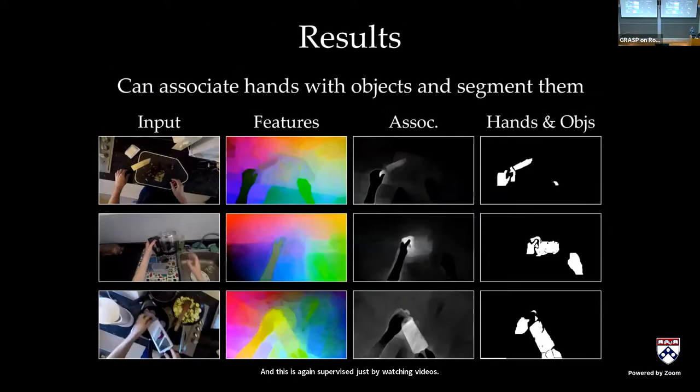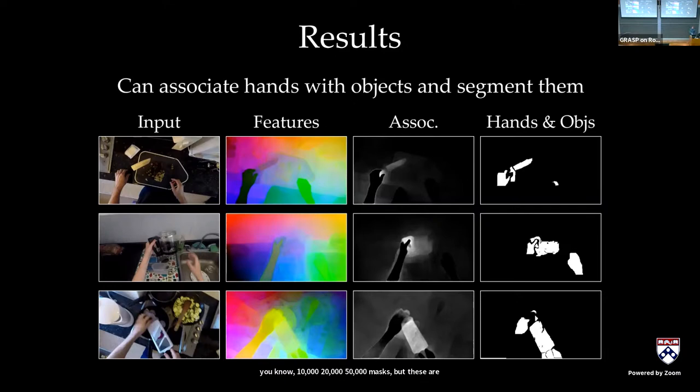I'm just going to very briefly wrap up and show you some results. We can associate hands with objects and segment things out kind of nicely. This is, again, unsupervised. So it's not going to be quite the same outputs that you get if you train on 10,000, 20,000, 50,000 masks. But these are learned from video, which is kind of fun.